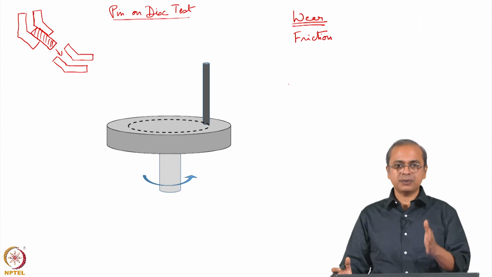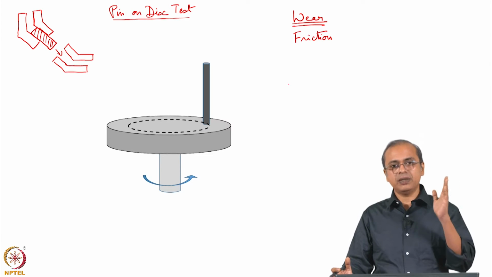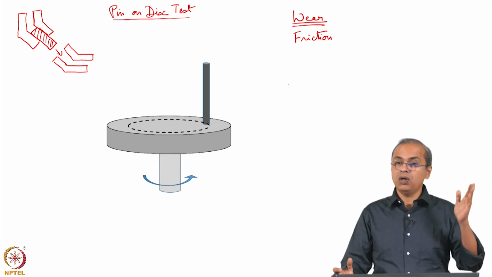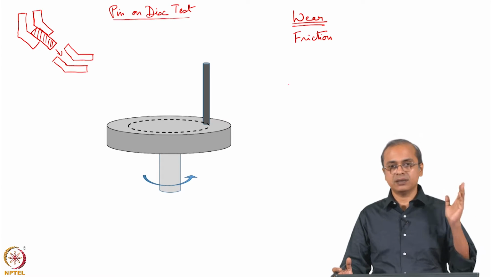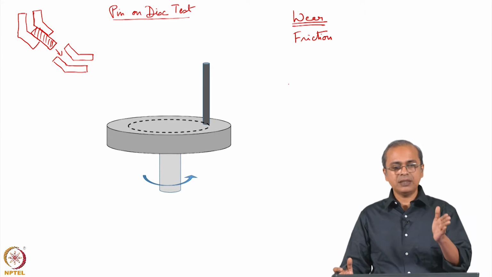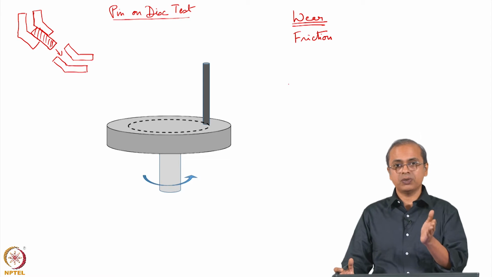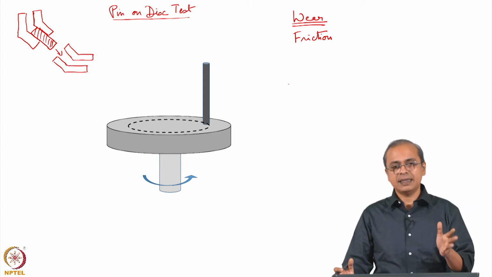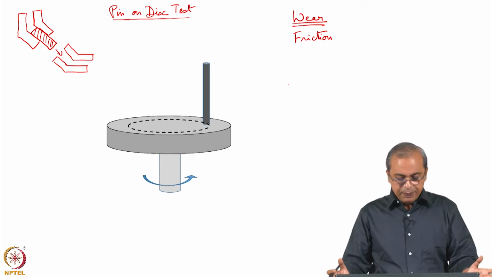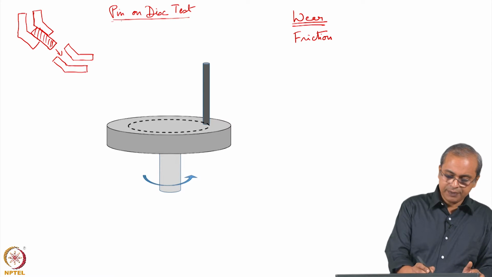So, you have to set it up so that you can test one sample, and then test some modification of that sample or some other sample, and then compare results. That is the whole idea, so the test should be reproducible. Those conditions should be reproducible, and there are some defined conditions for it. The pin on disc test is meant for wear properties.